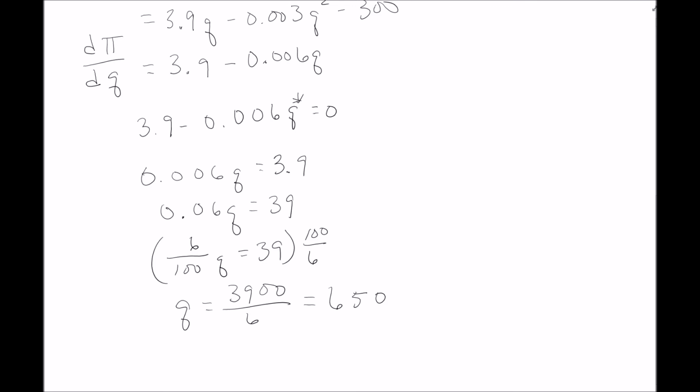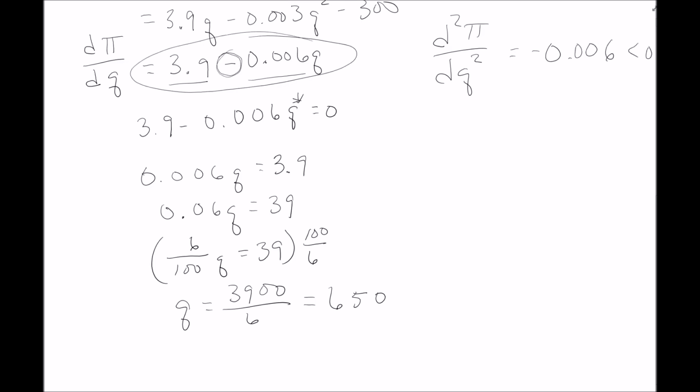I want to double check by taking the second derivative. The second derivative of the first term is 0. The second derivative of the second term is negative 0.006, which is less than 0. So we have found the solution of 650, which will be the number that we're going to produce.